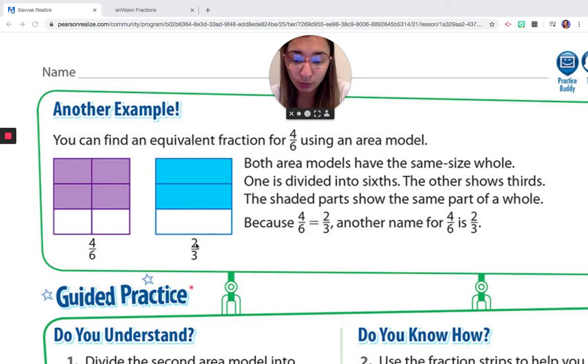I see a 2 here, and I see a 3. So I'm going to look, what can I multiply 2 by to get to 4? So 2 times 2 is 4, and I have to do the same thing to the top and the bottom. So I would do 3 times 2, and that is 6. So we know that that is an equivalent fraction. So that's just another way to do it.